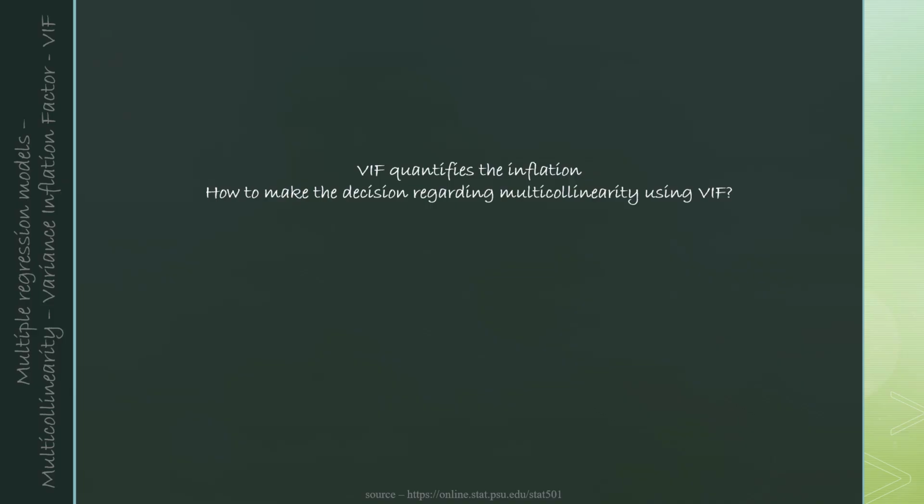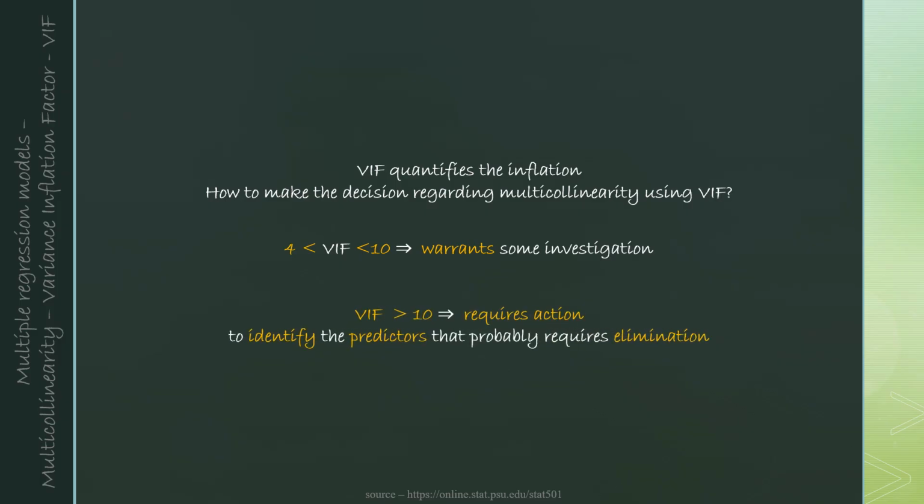VIF quantifies the inflation. How to make the decision regarding multicollinearity using VIF? As a thumb rule, a value of VIF greater than 4 but less than 10 warrants some investigation. That is, care is required in interpreting the results. A VIF value greater than 10 implies action is required. That is, to identify the predictors that probably require elimination.